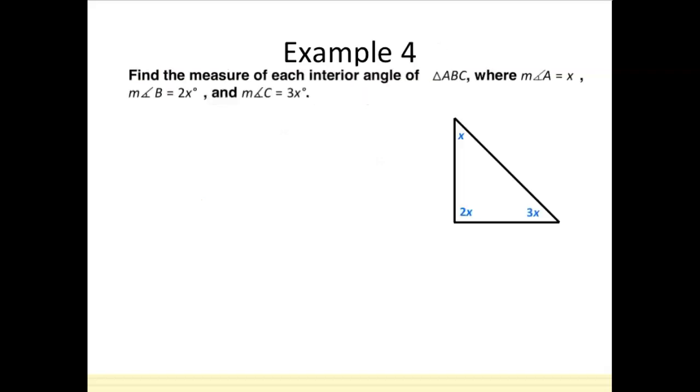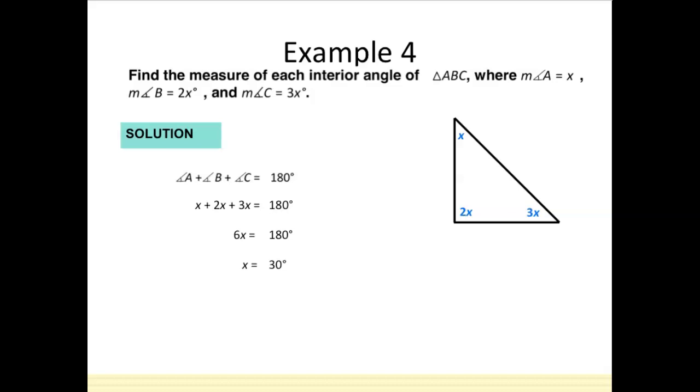Find the measure of each interior angle of triangle ABC, where the measure of angle A is equal to x, the measure of angle B is equal to 2x, and the measure of angle C is equal to 3x. Now since we know that the sum of the measures of the interior angles is going to equal 180, I can go ahead and write that. So angle A plus angle B plus angle C equals 180. And since we know those measures, we can go ahead and substitute. X plus 2x plus 3x equals 180. Adding those together, we have 6x equals 180. And solving for x, we have x equals 30.